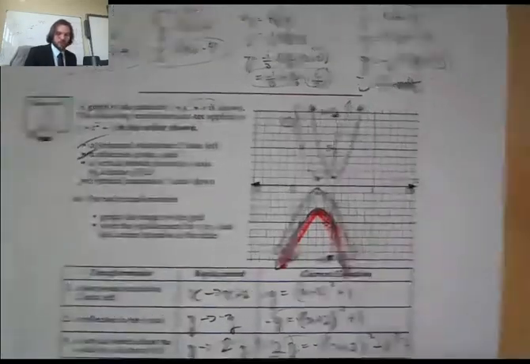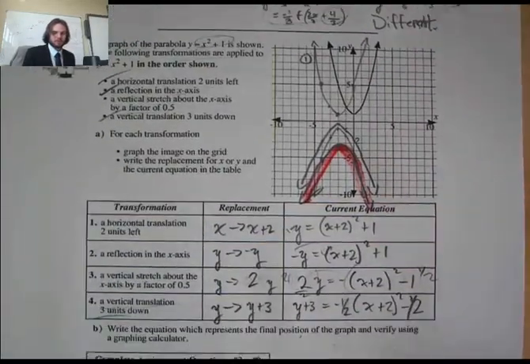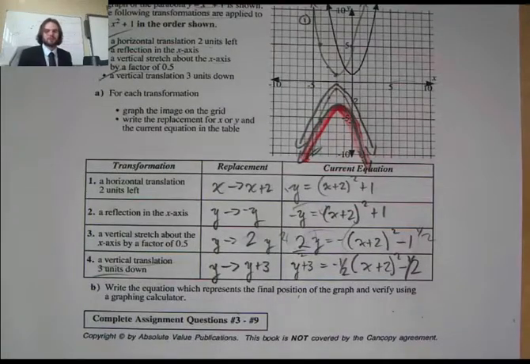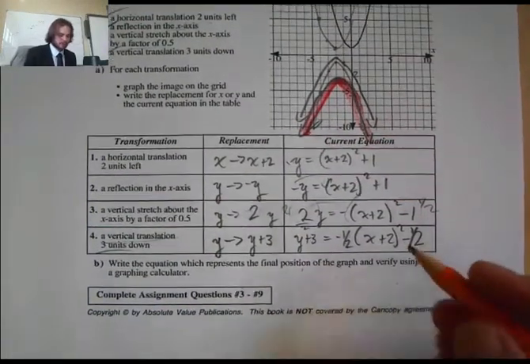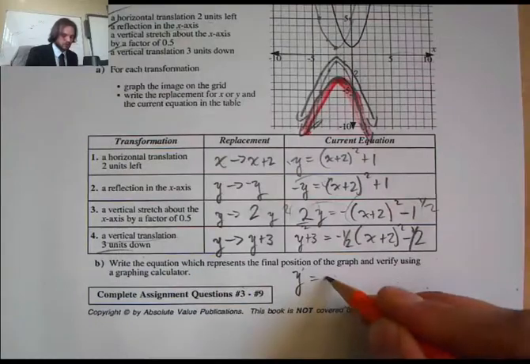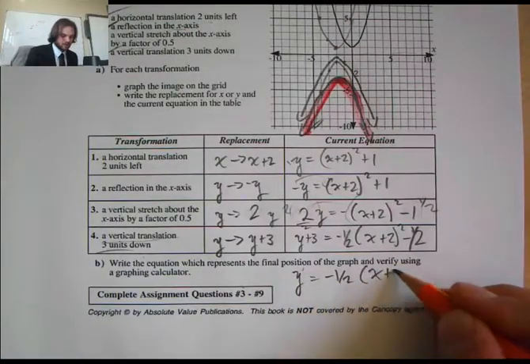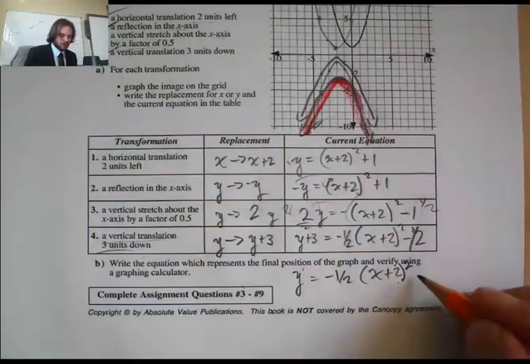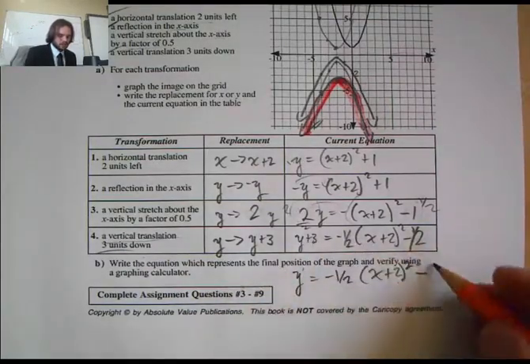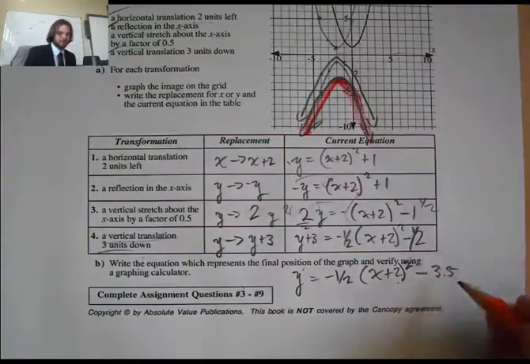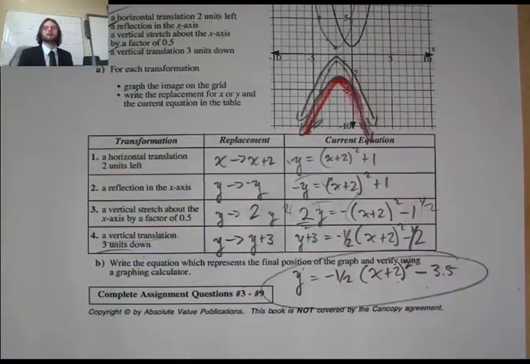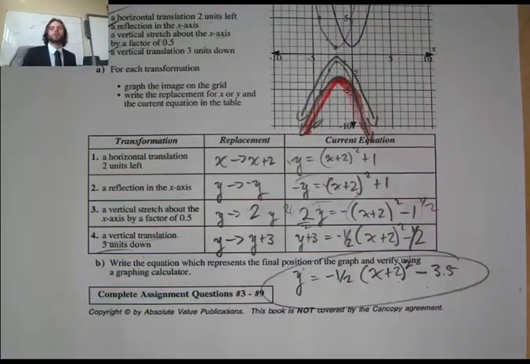So now my new equation at the very end, sorry, we're off the screen. My new equation at the very end is y is equal to negative 1 over 2, then we're going to have x plus 2 squared, subtract, we have to move this there, 3.5. And that is my last equation. Okay? Hopefully you understand that. Good luck as you work on this tomorrow.